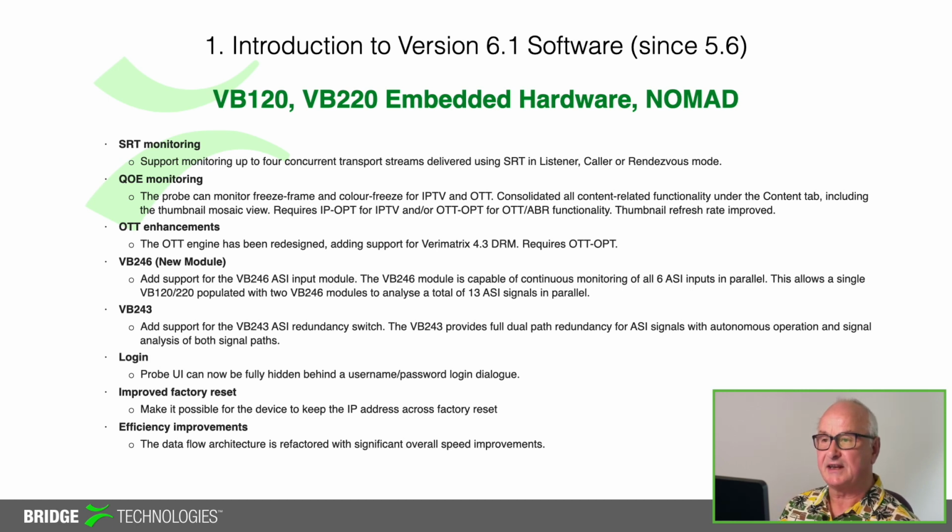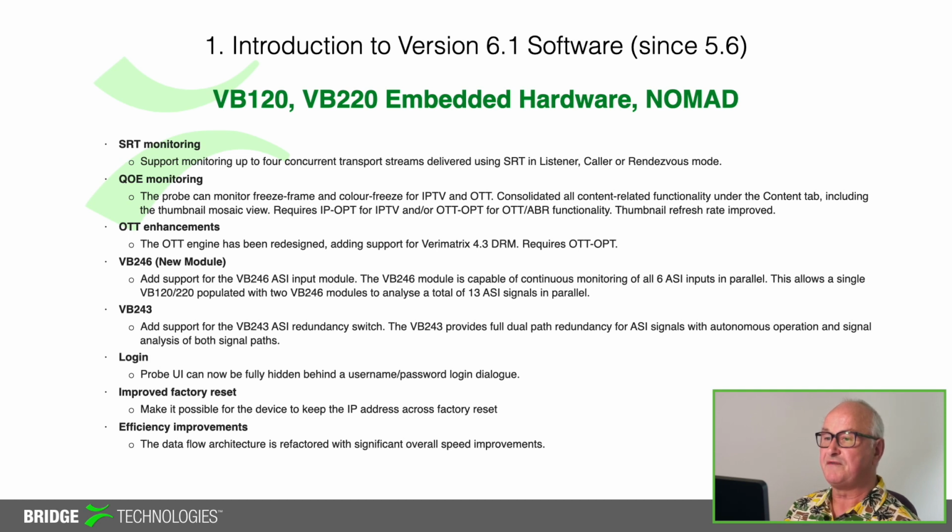Now the OTT enhancements are a little bit more difficult to get your head around because most of the changes are under the hood. The OTT engines have become more efficient, so everything runs faster and more smoothly. However, what is visible is the support for Varimatrix 4.3 DRM. And of course all of these require the OTT option.